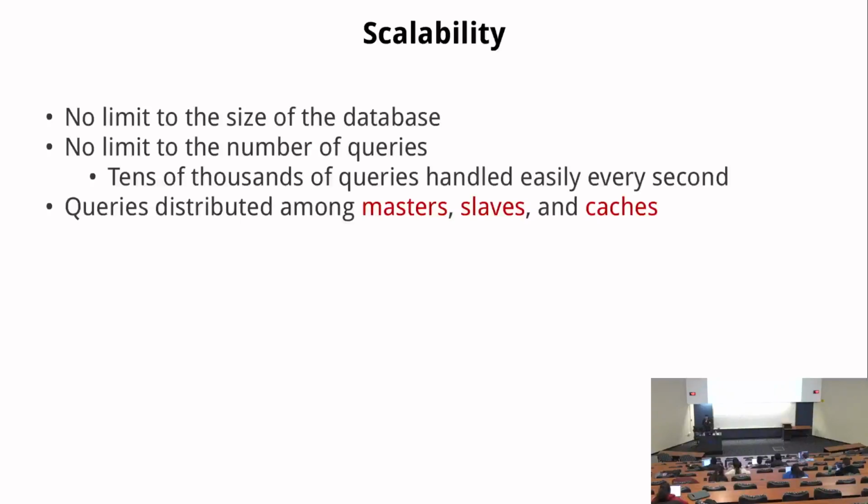DNS tries to solve many problems. One of them is scalability. What we want is a huge database mapping domain names to network addresses, and there's no limit to its size. There is no limit to the number of queries because everyone uses the DNS protocol many times a day. Thousands or even billions of queries should be handled easily in a very short time. And the queries are distributed among masters, slaves, and caches, which we will cover later.